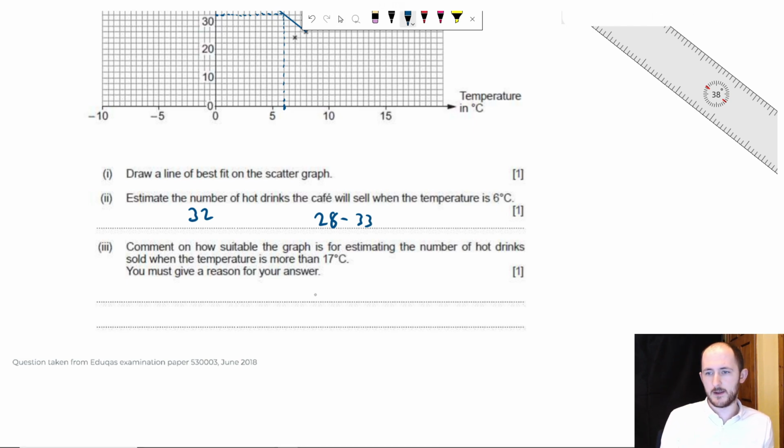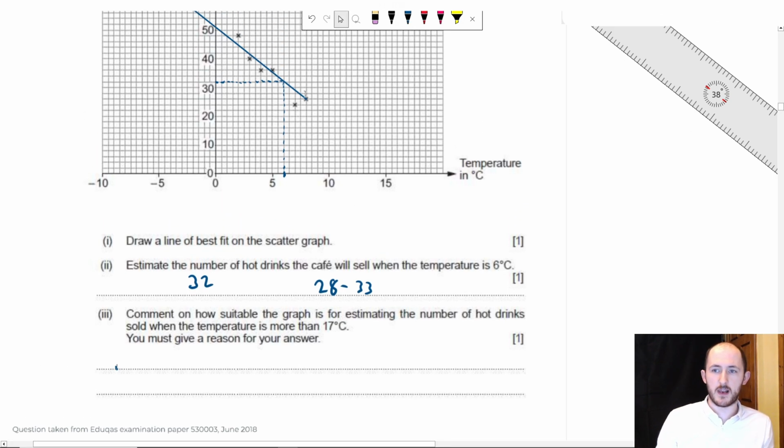So you'd say not suitable, you can't tell. There's a few different things you could say. If I continued my line, can you see it would actually be below the x-axis? So it would be a negative number of drinks. Does it make sense that you'd sell negative numbers of drinks? What does that mean? People gave you them instead? That doesn't make any sense. So there's a bunch of different answers.